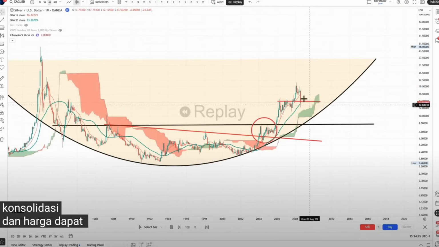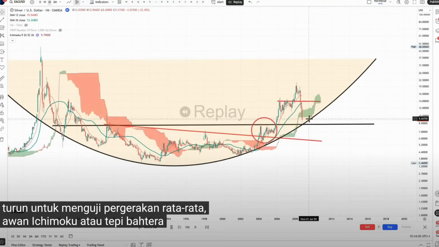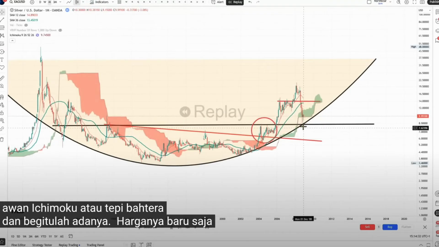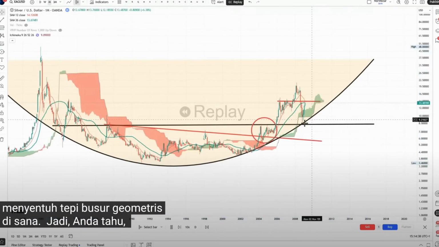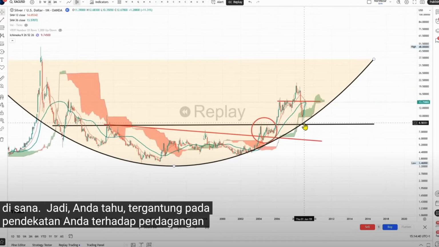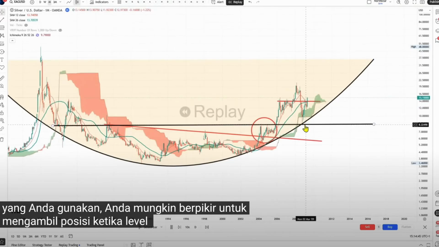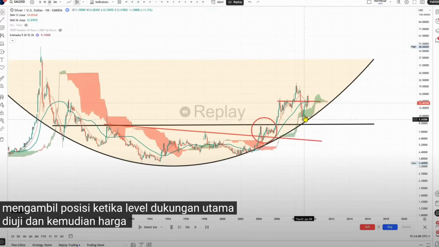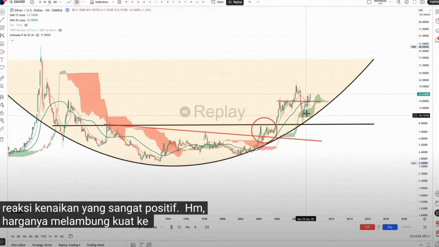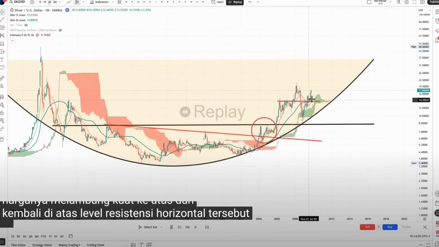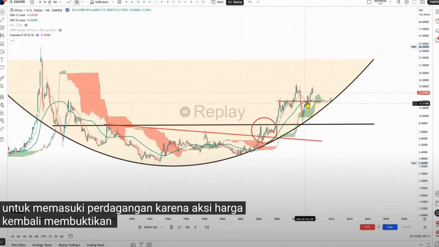And the price can very well come back down to test the moving averages, the Ichimoku cloud, or the edge of the arc. And there you go. The price has just touched the edge of the geometric arc there. So, depending on your approach to trading and the techniques that you're using, you might think about taking positions when key support levels are tested and then the price has a very positive upside reaction and bounces strongly to the upside and back above that horizontal resistance level. So you get another opportunity to enter the trade as the price action is proving itself again here.